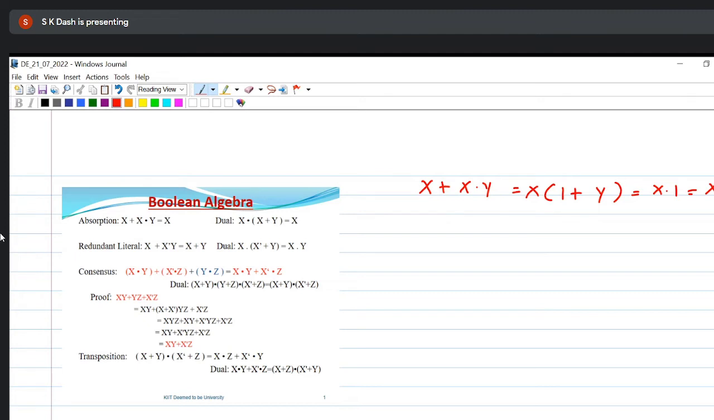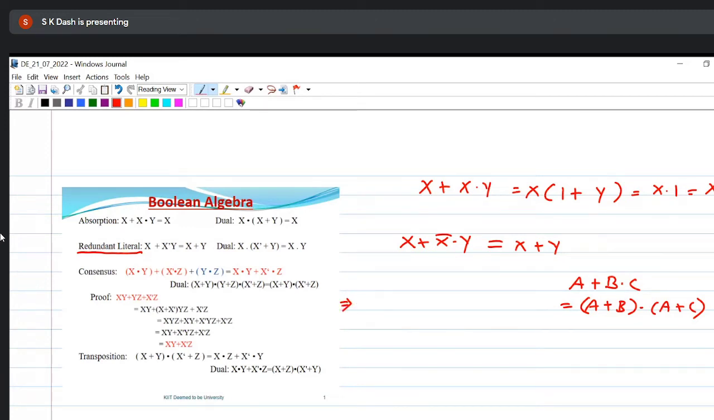Next is the redundant literal rule. As per this, x plus x bar dot y will be equal to x plus y. Again, it is in the form of distributive only. We know that a plus b dot c, as per distributive, is the same as (a plus b) dot (a plus c). So if we apply the same distributive law here, what can we write? X plus x bar y.